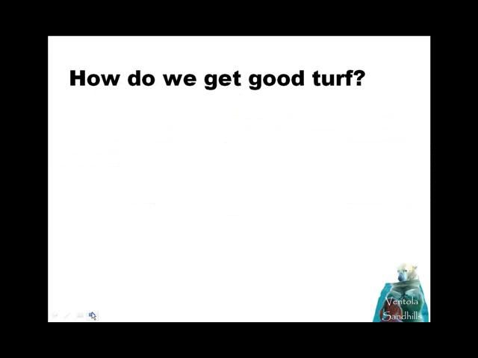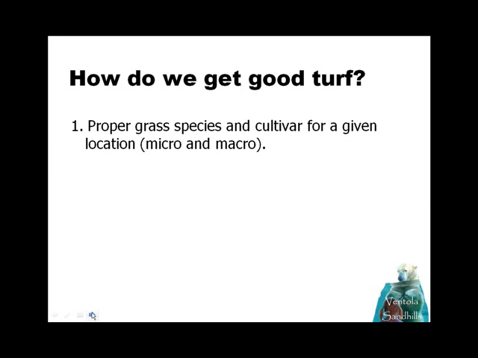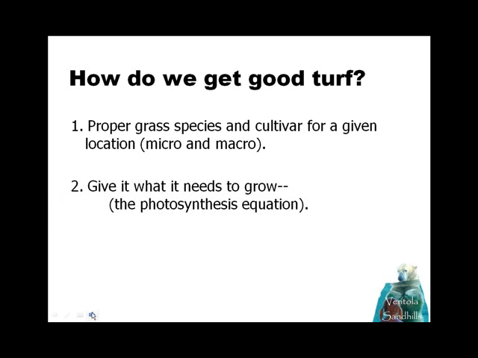In order to get good turf, we need to do a few things, and this slide will summarize that in a lot of ways. First, we're going to talk about in Turf 1 the proper grass species. If we don't pick the right species for the macroclimate and the microclimate, we're doomed to failure no matter how good the soil is. Then we need to give it what it needs, and we do this through fertilization, and we do it through the photosynthesis equation through sun, and we've talked about that quite a bit, so you can review the photosynthesis equation.